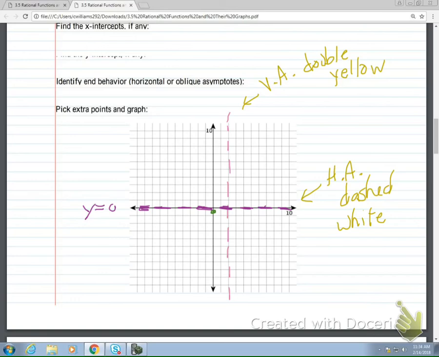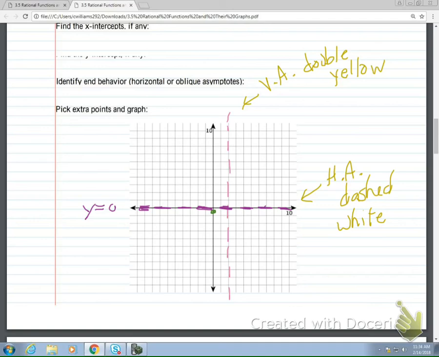All right. So now it's time to graph by plotting extra points. And this is why you have a graphing calculator in this class. I am not going to plug in a million different points, because one stinking dot is not enough for me to graph this thing. Do you know what the graph looks like from this alone? No.